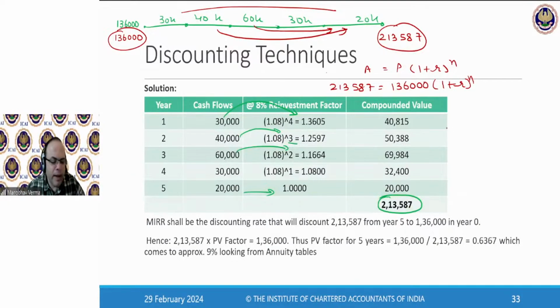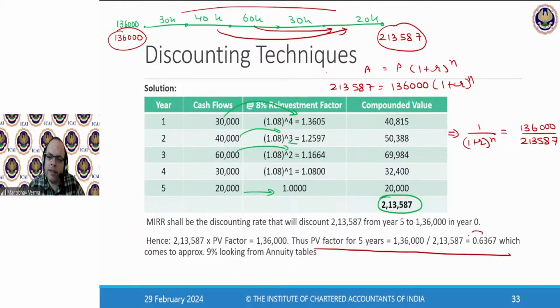That means by definition, we are saying 1 plus R to the power N is 213,587 by 136,000. That means we have to find a discounting factor for 5 years at what rate it becomes 0.6367. So my number is 0.6367. We have to see in the annuity table for 5 years what is the rate approximately equal to 0.6367, and the answer comes as 9% here.